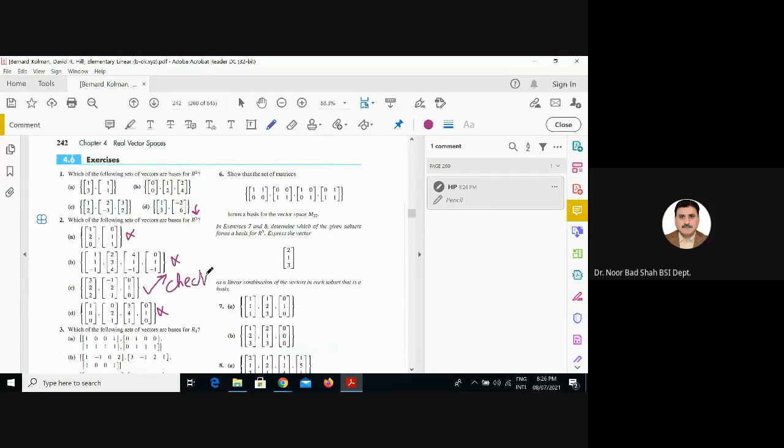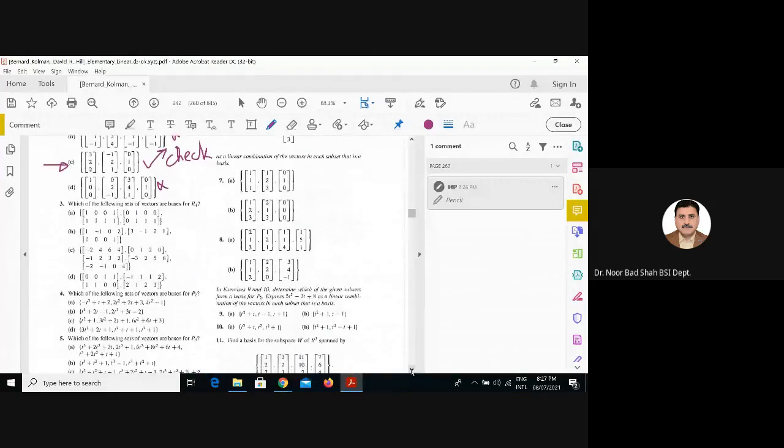A basis of R3 would contain 3 elements, but any set containing 3 elements may or may not be a basis. You cannot generalize it, right? And any set containing more than 3 or fewer than 3 elements cannot be a basis for R3. So these cannot be bases because they contain 2 elements, 4 elements, and 4 elements. You would simply say: the dimension of R3 is 3, so it cannot contain 4 elements. And you would check this one, part C, whether it is a basis or not. You can check it by doing the same steps.